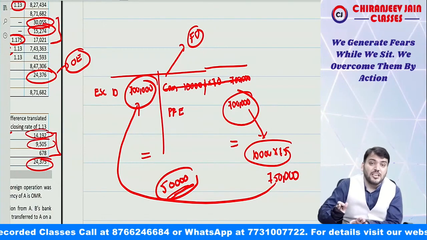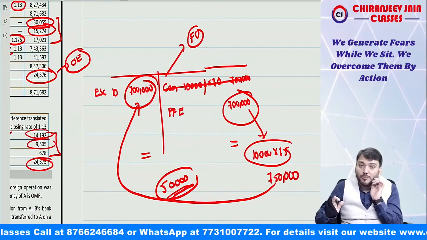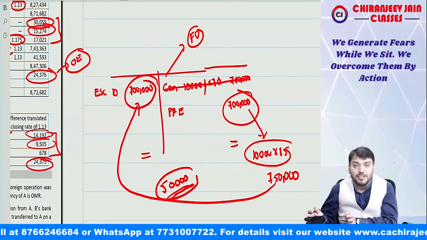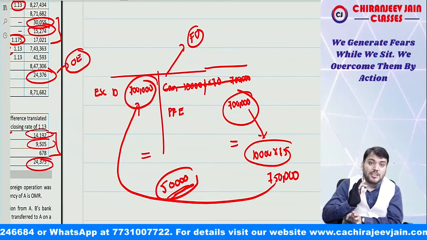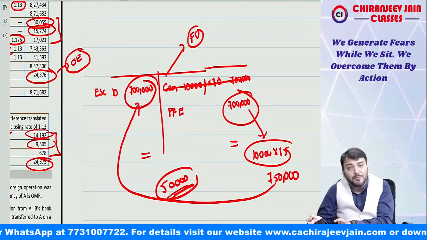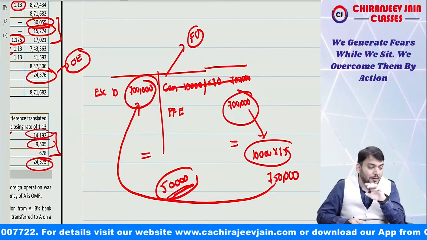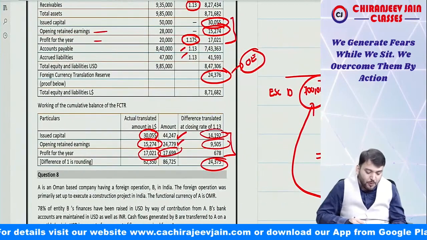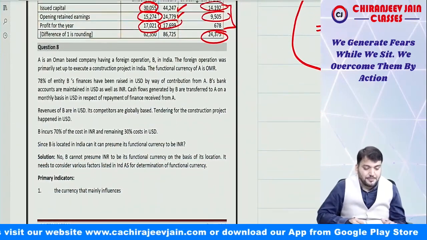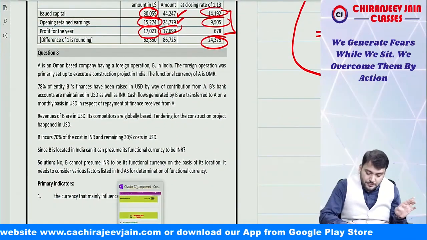So this unrealized gain will be transferred to OCI and accumulated in another component of equity, that is known as FCTR, which will be reclassified to P&L on disposal of this. On disposal of this. I hope you are understanding. Have you understood this point? Yes, sir. We have understood. Correct. Understood? Yes, sir.